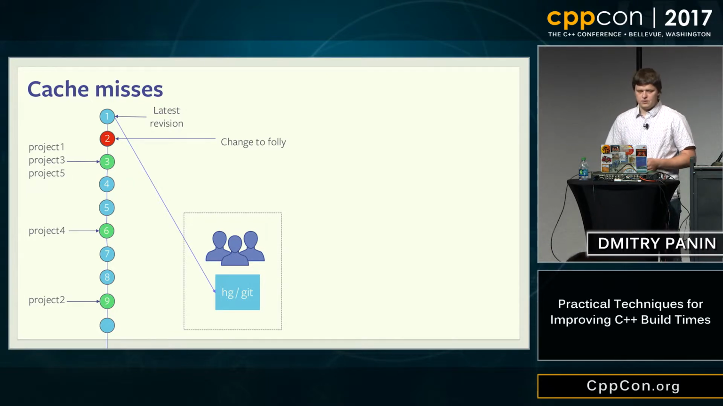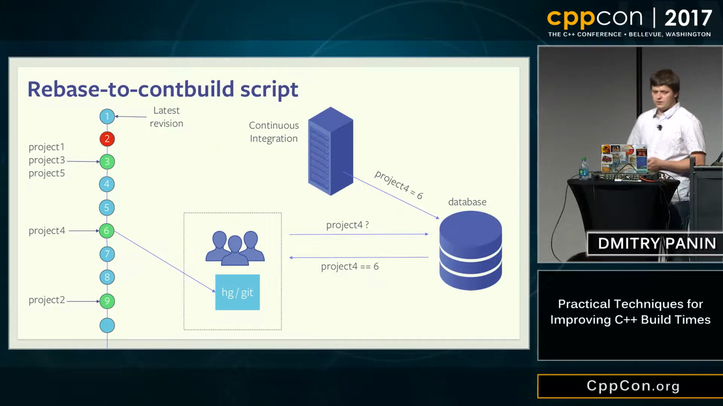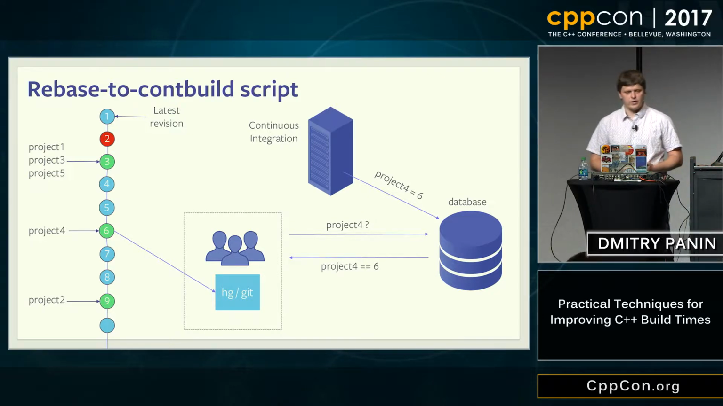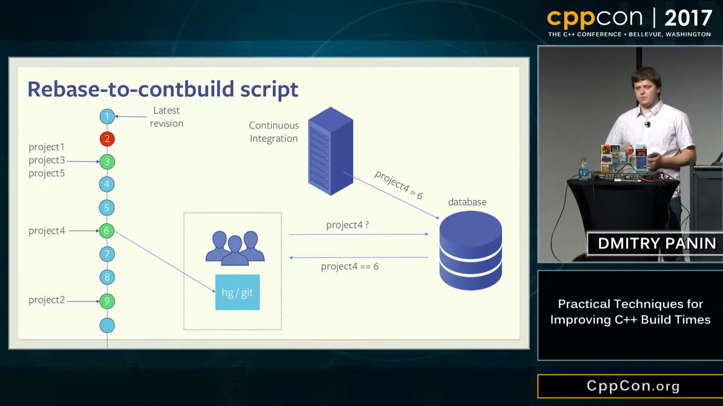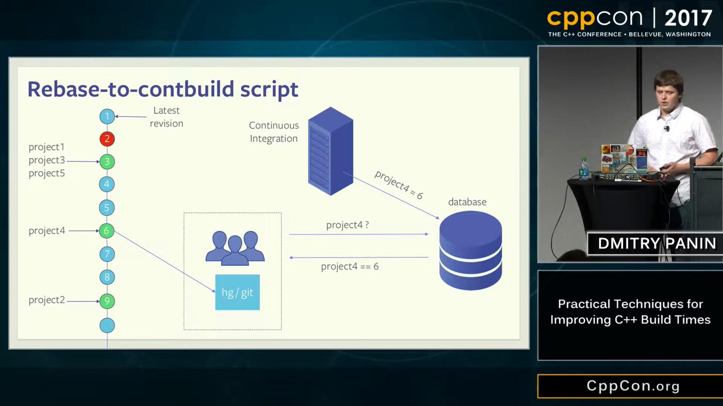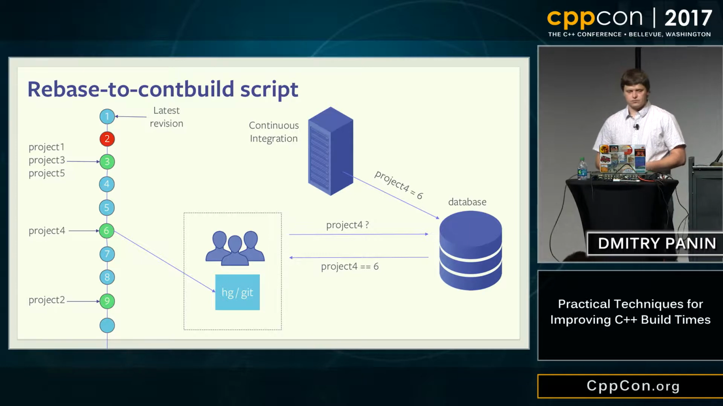So what we decided to do is to build this rebase-to-cache script. The idea is that when continuous integration runs on the project, it will write to a database which commit it populated. So when the user wants some specific revision, it will query the database, get results, and then check out this revision.